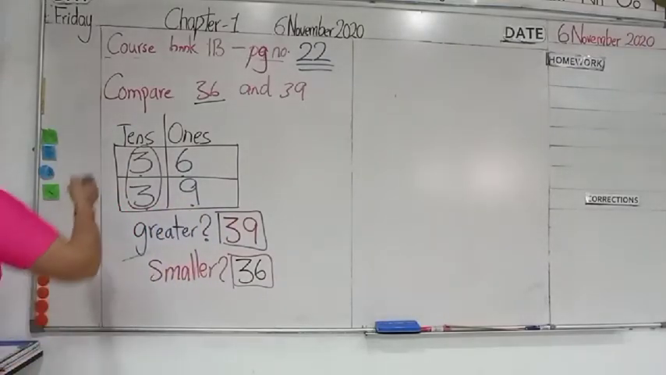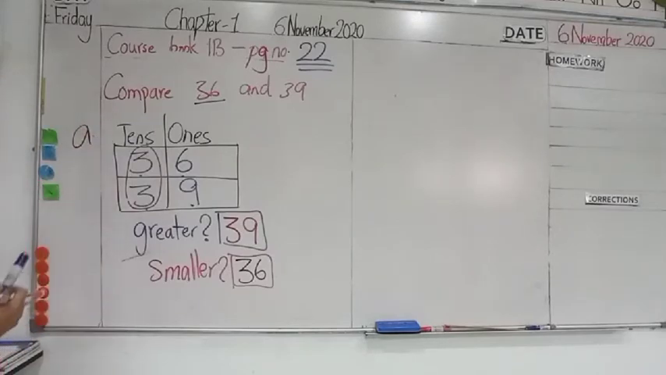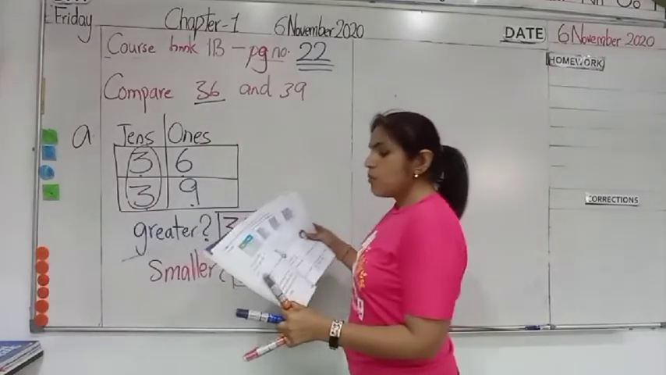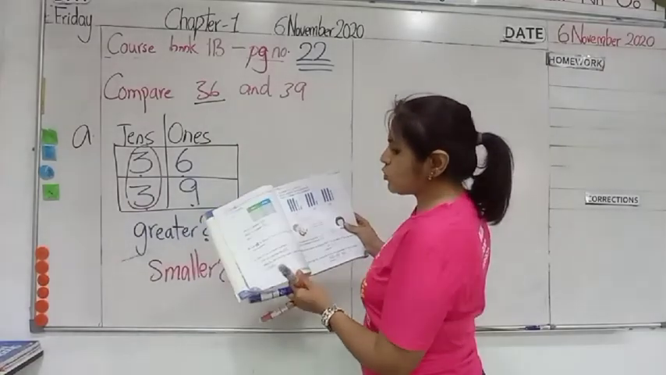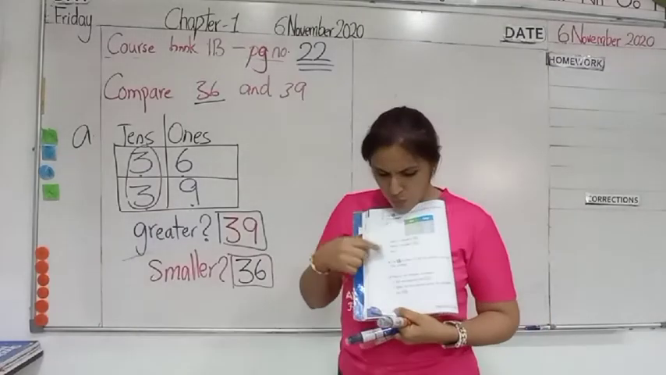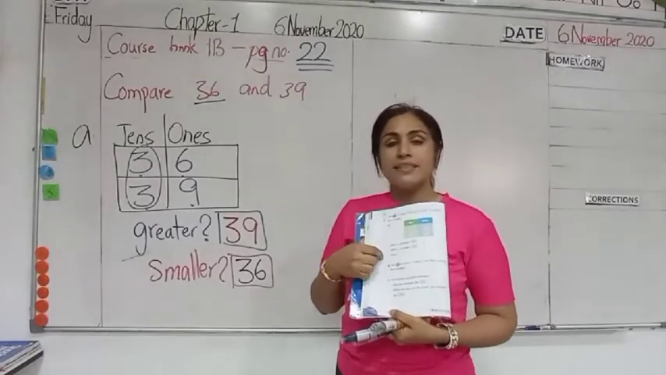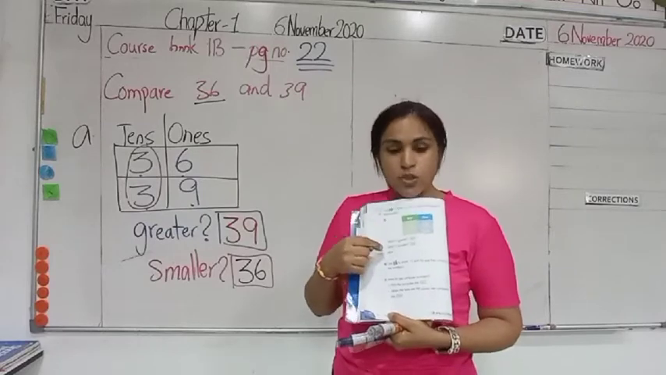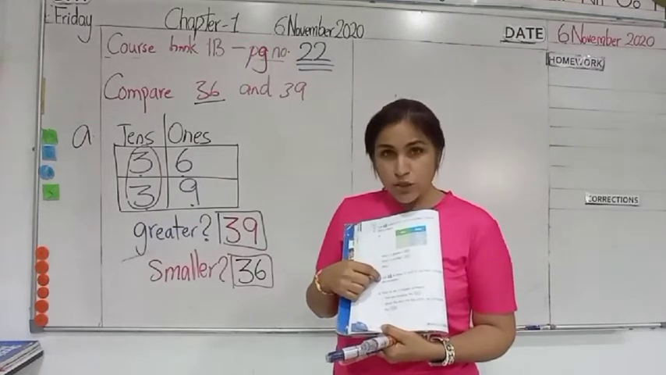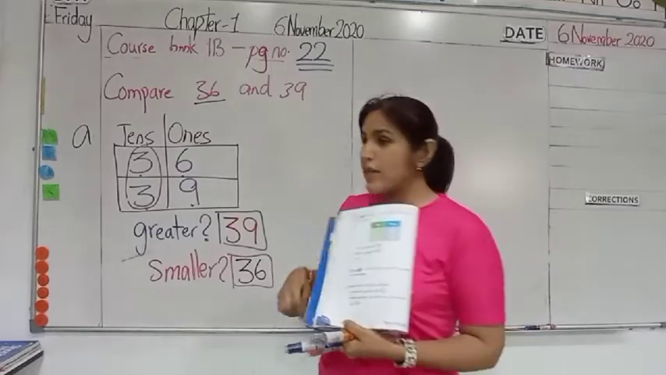Now letter B, this was the first one we have done. Letter B, they say use cubes to show 72 and 42 and then compare the numbers. This you will do in your exercise book. So skip this. You will do this in your exercise book. I will let you know when to do it. Okay. Now come to letter C.